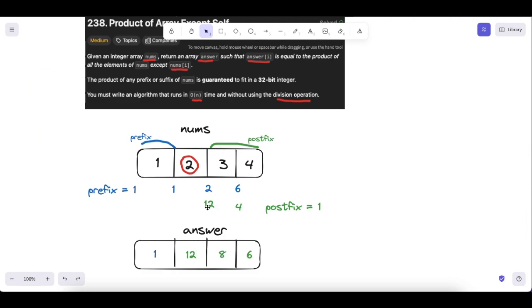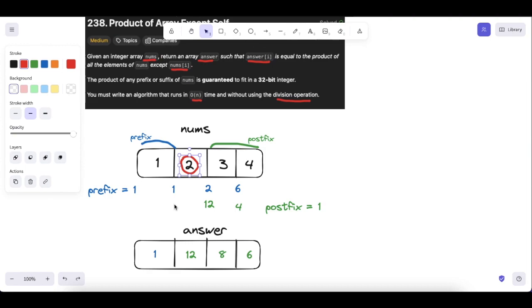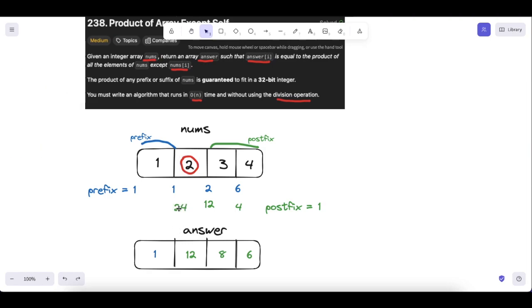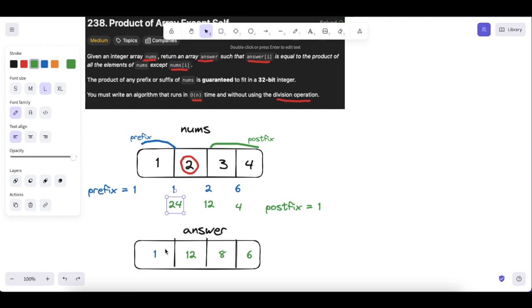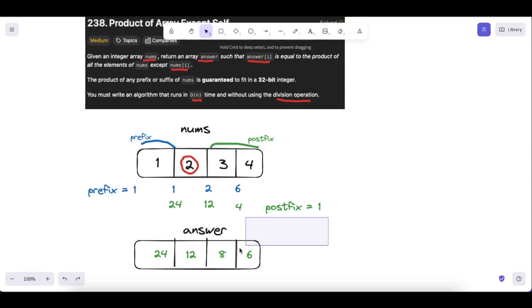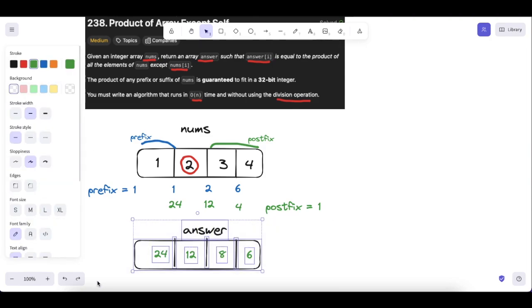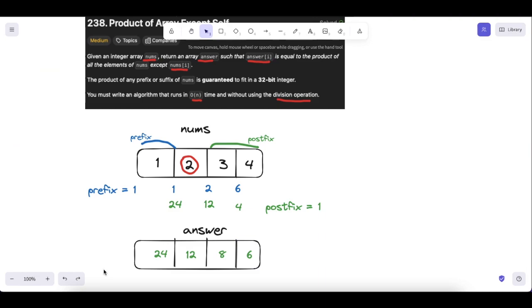Again, we need to update our postfix, so we take the 12, multiply by 2, and at this point we'd get 24. And then we take this 24 and multiply by the last number in our answer array, and so we'd update this first position so that it now has 24, because 1 times 24 is 24. And at this point, we'd have completed both iterations, and we are ready to return our answer. As we see, we only iterate through the array twice, and so it is a linear time complexity algorithm. And we have solved this problem without using the division operator.